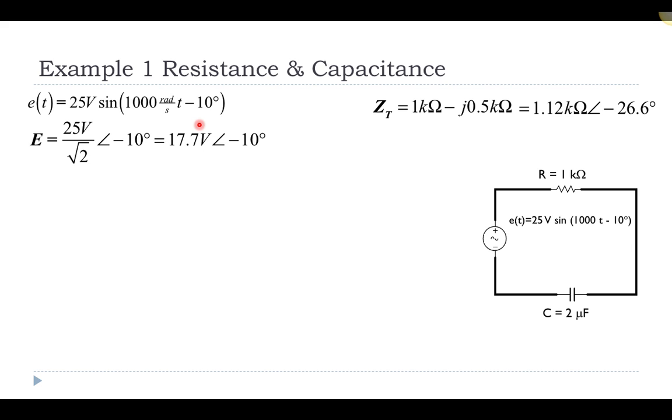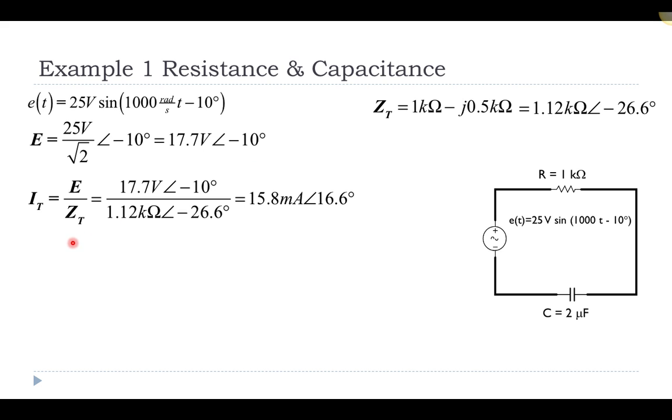Writing this in phasor notation, I would take the amplitude and divide by the square root of 2 to put it in terms of the RMS value, or the effective value. And this phase shift is negative 10 degrees. So 25 over the square root of 2 is 17.7, and then the phase shift is negative 10 degrees.